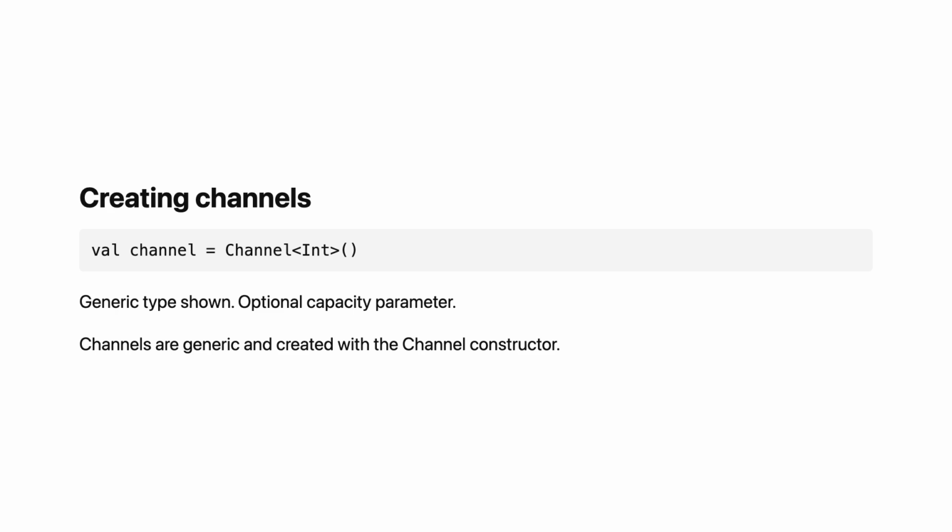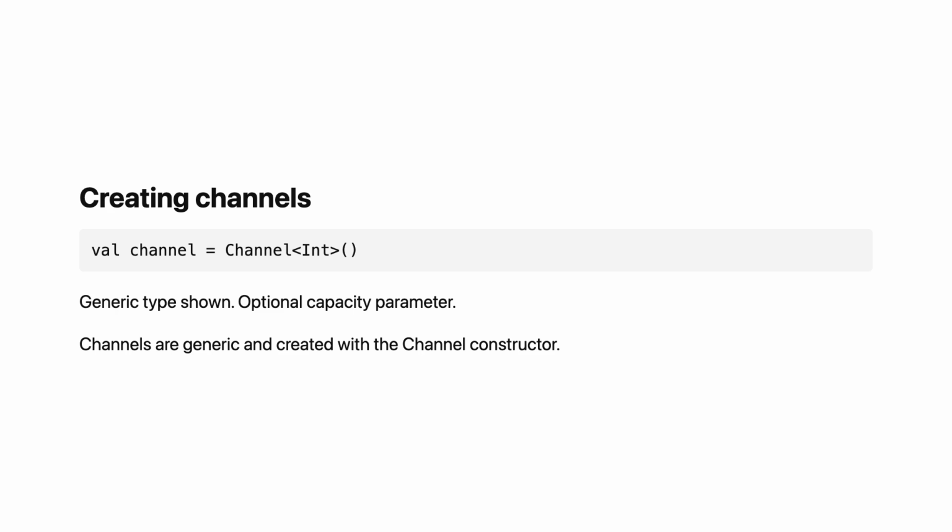By default, channels have no buffer. Send suspends immediately until someone receives. Rendezvous channel has zero capacity. Channel<T>(). Send suspends until receive happens. Receive suspends until send happens. They meet at the channel.